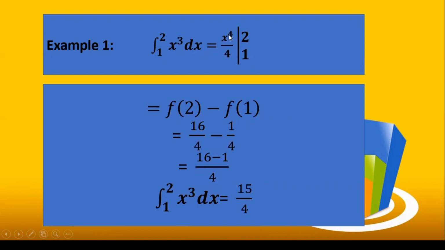So substitute 2 for x. 2 to the power 4 is 16, over 4, minus 1 to the power 4 over 4. So 16 minus 1, over 4, is equal to 15 over 4.